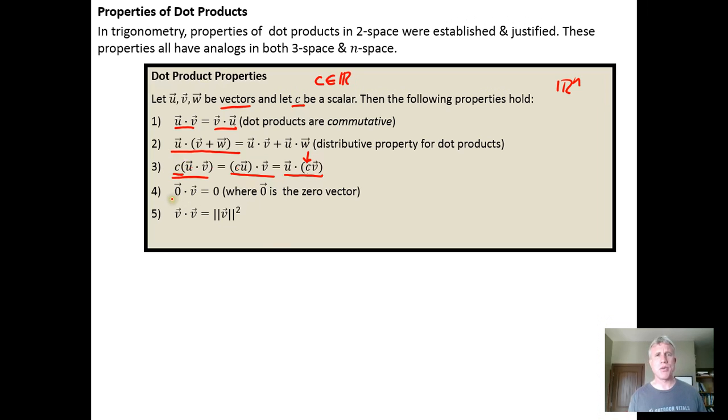Property 4 just says that if you have the 0 vector and you take the dot product of the 0 vector with any vector v, you get the scalar 0. Notice the 0 vector has the vector notation, and this 0 doesn't. A dot product of 2 vectors isn't a vector, it's just a number, it's a scalar, and this is identifying that the dot product of the 0 vector with v is just the scalar, or real number, 0. And here's another incredibly useful property, v dot v. If you dot a vector with itself, it gives you the size of the vector squared.